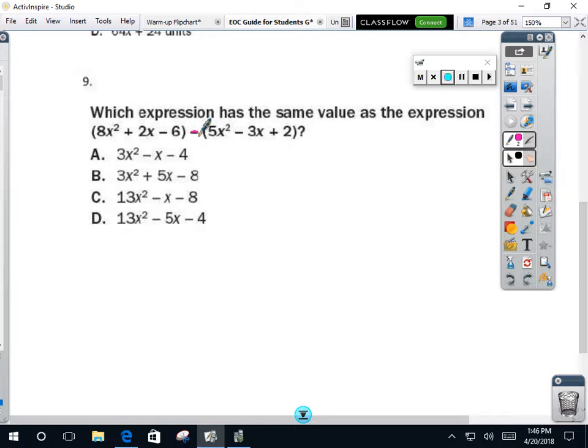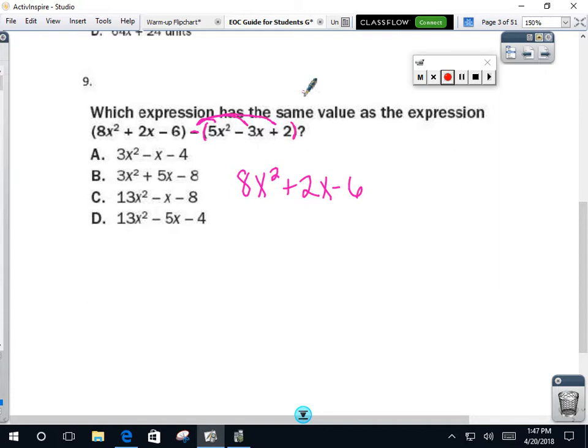Right. This minus does not just belong to the 5x squared. The parentheses let you know that everything over there is being subtracted. So yes, it's like distributing the negative to every term over there. Now it will not affect that first trinomial. It will remain 8x squared plus 2x minus 6. But over here, you subtract 5x squared. You're also subtracting negative 3x, which turns that into a plus because minus a negative is positive. And then you're subtracting 2.